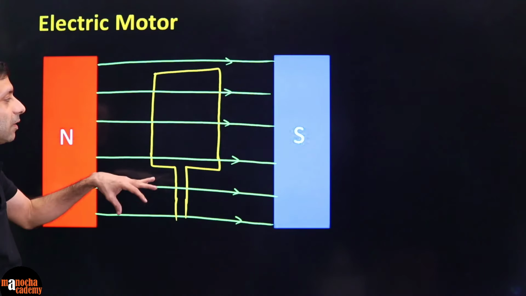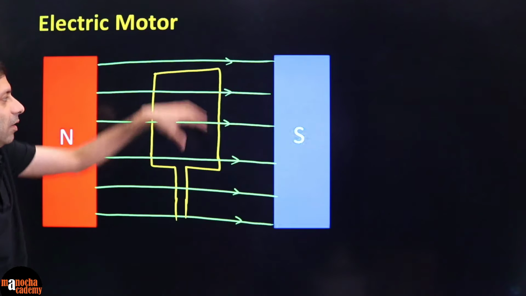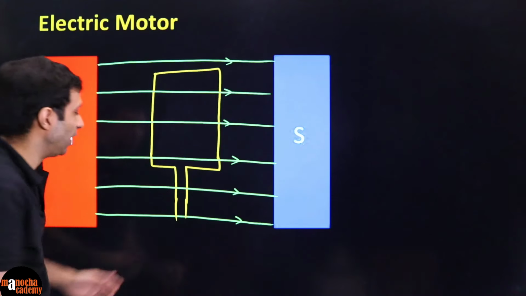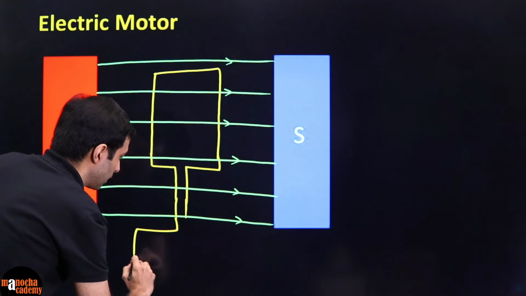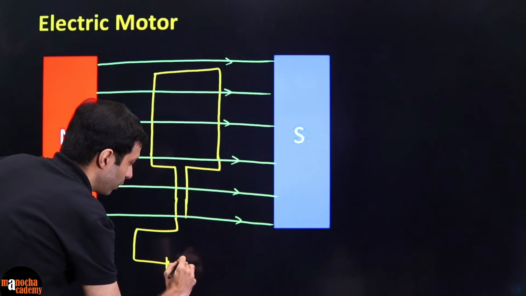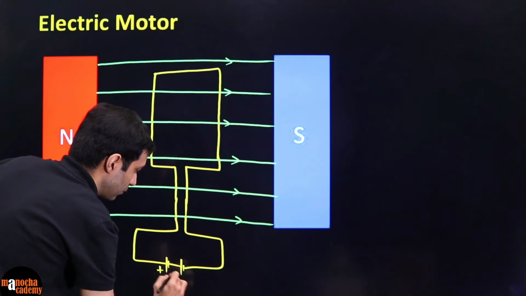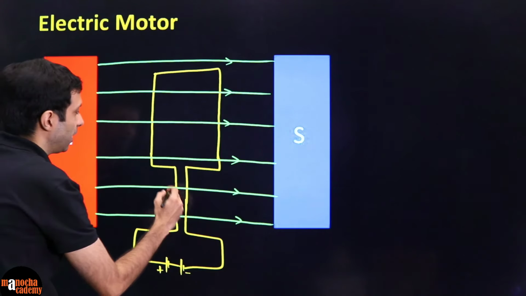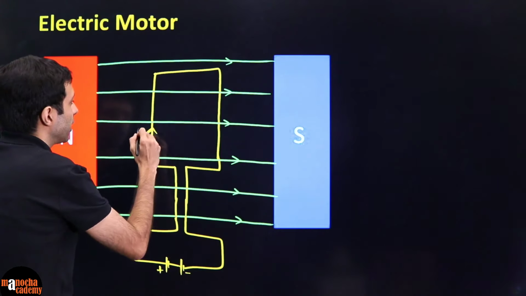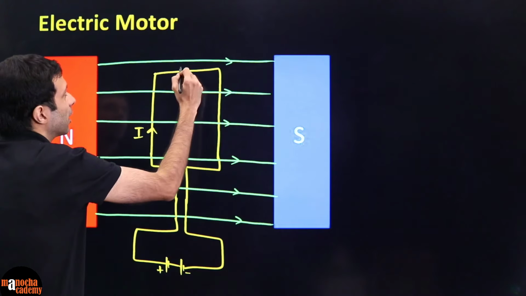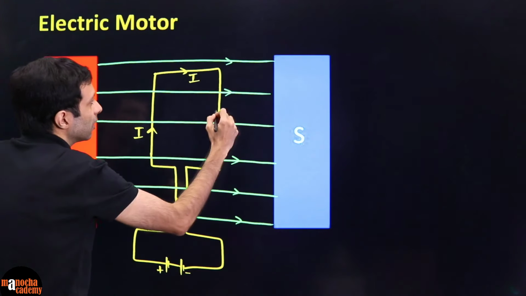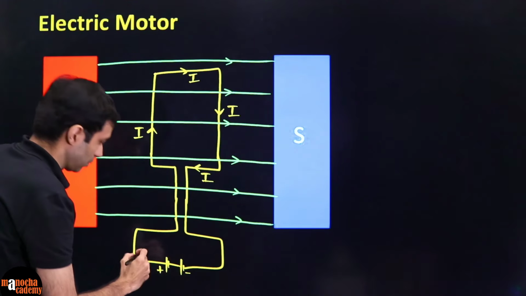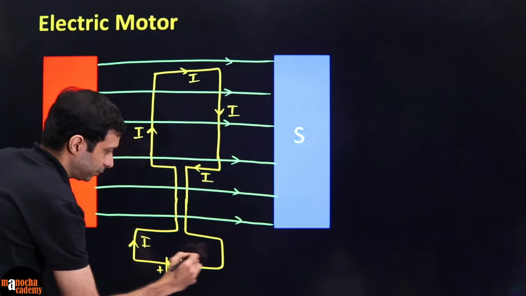So if you place this kind of rectangular coil in a magnetic field, and again this is attached to a circuit, so obviously current is flowing through it. Let's say this is the positive and negative end. So the current direction will be like this, I. This current flows through here, I. Current flows downward here and through this part. So this is my current flow.